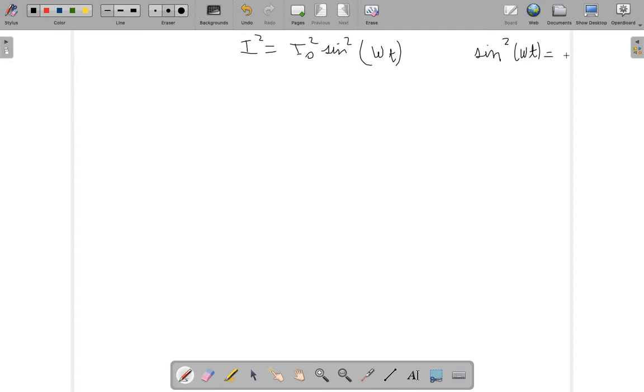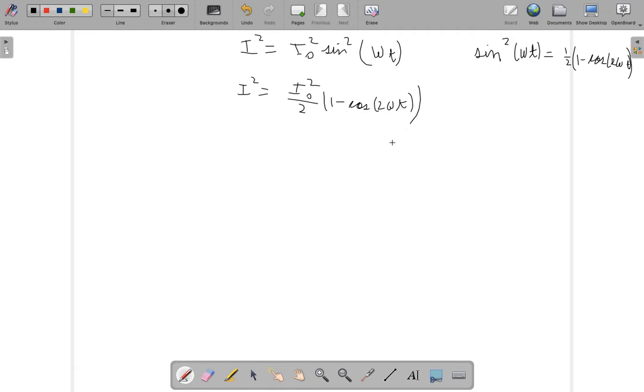Can be rewritten as half of 1 minus cos 2 angular frequency times time using our trigonometry rules, giving us our I squared equals I0 squared over 2 times 1 minus cos of 2 omega t.